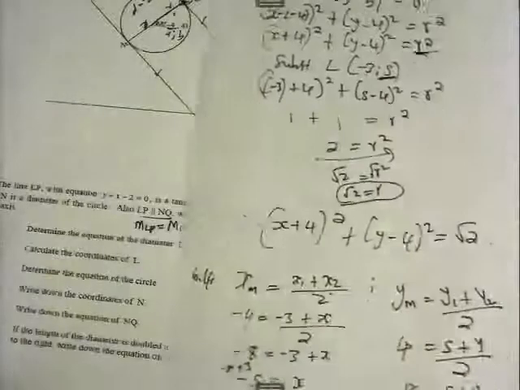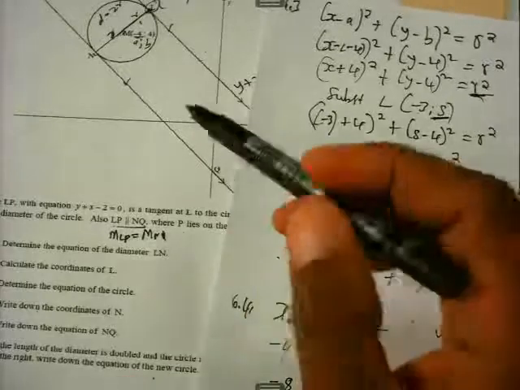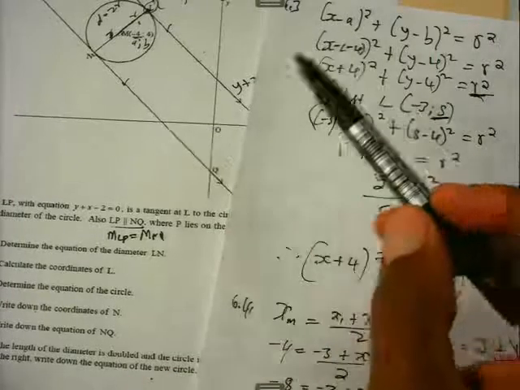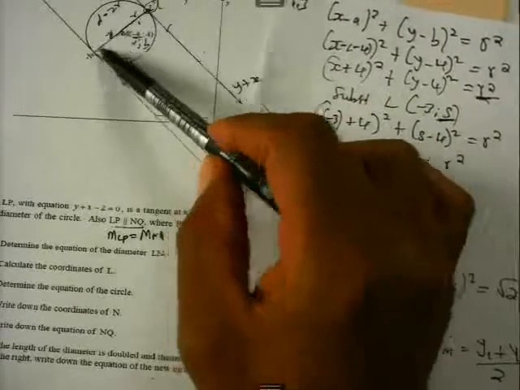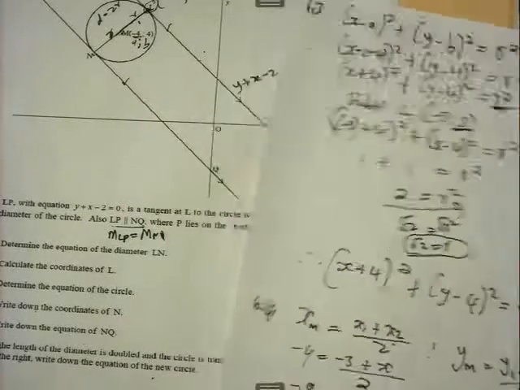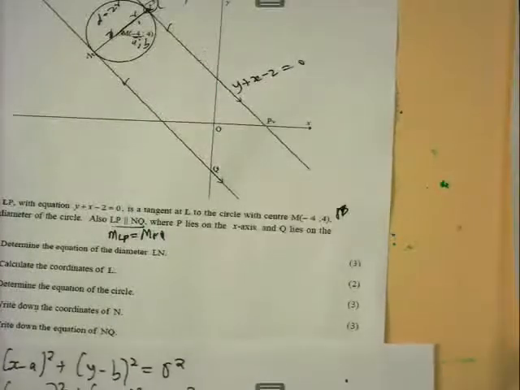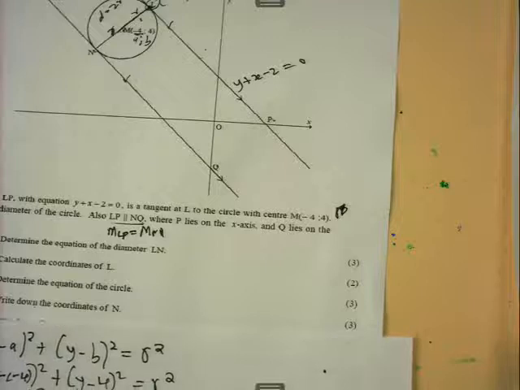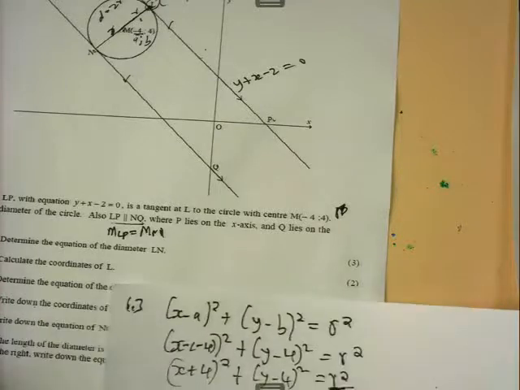That is question 6.4. Of course, one can also say, let me find the equation of NQ. Once you have the equation of NQ, and of course you have the equation of L, then you can just equate the two. We are still going to get the same answer. But at the end of the day, boys and girls, this one here is a 3 marks question.